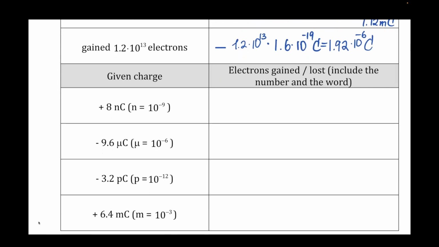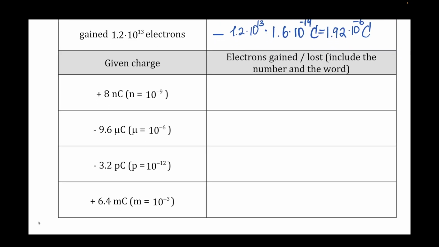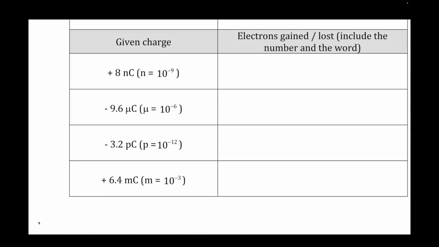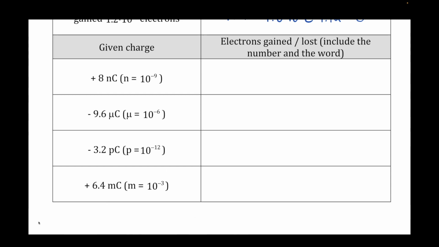The next one, I need to figure out how many electrons were gained or lost. If you're wondering, I'm using the CP version. So electrons gained or lost include the number and the word. So I'm going to say how many, and then I'm going to add whether it's gained or lost. Well, let's start with the back. If I have a positive, then this means lost. If I have a negative charge, that means that the object gained extra electrons. Then again, gained because it's negative, and lost because it's positive.